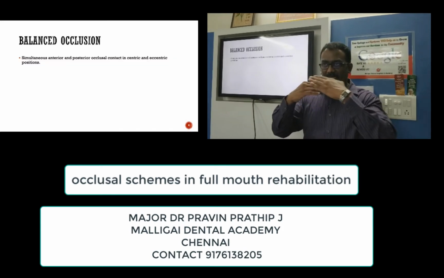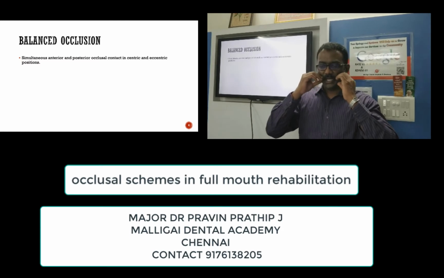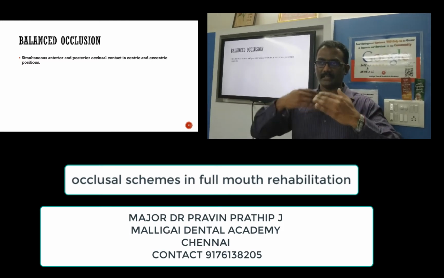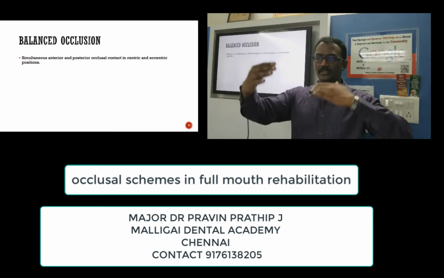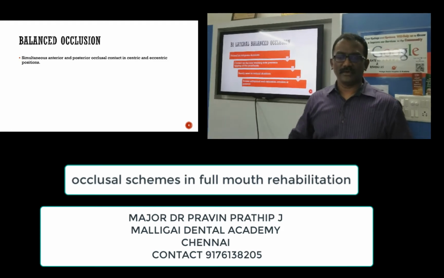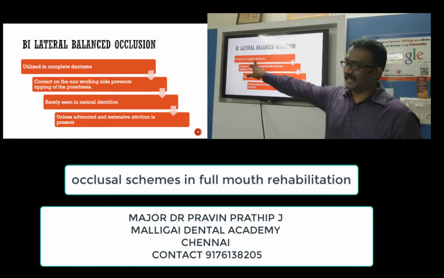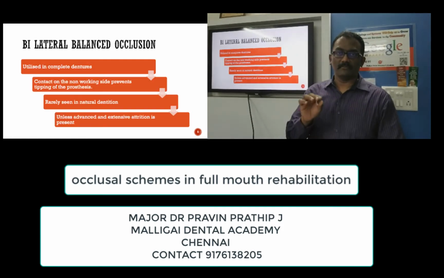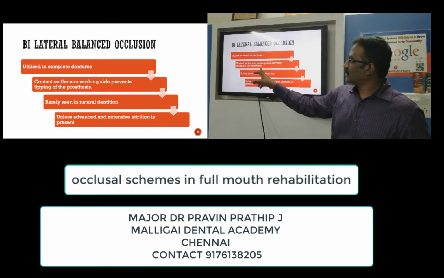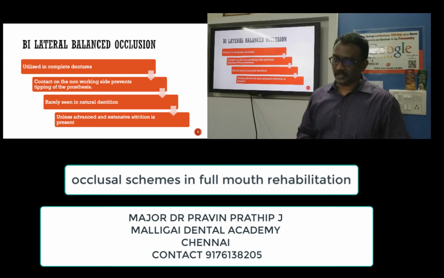So both in centric and in eccentric there will be bilateral anterior, both anterior and posterior they contact. That is why it is called balanced. So the first anterior part and the posterior part, they both will be touched. So where this is used, the first thing you can see is utilized in complete dentures. This is not used in implant process but in complete dentures. And you can see the contact on the non-working side prevents tipping of the process.